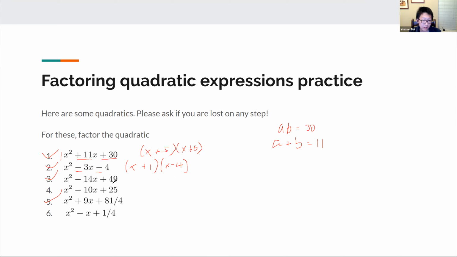Now we see that 49 is 7 squared, so 7 times 7. And -14 is the same as -7 times -7. So we know the answer is x minus 7 multiplied by x minus 7, which is just equal to x minus 7 squared.